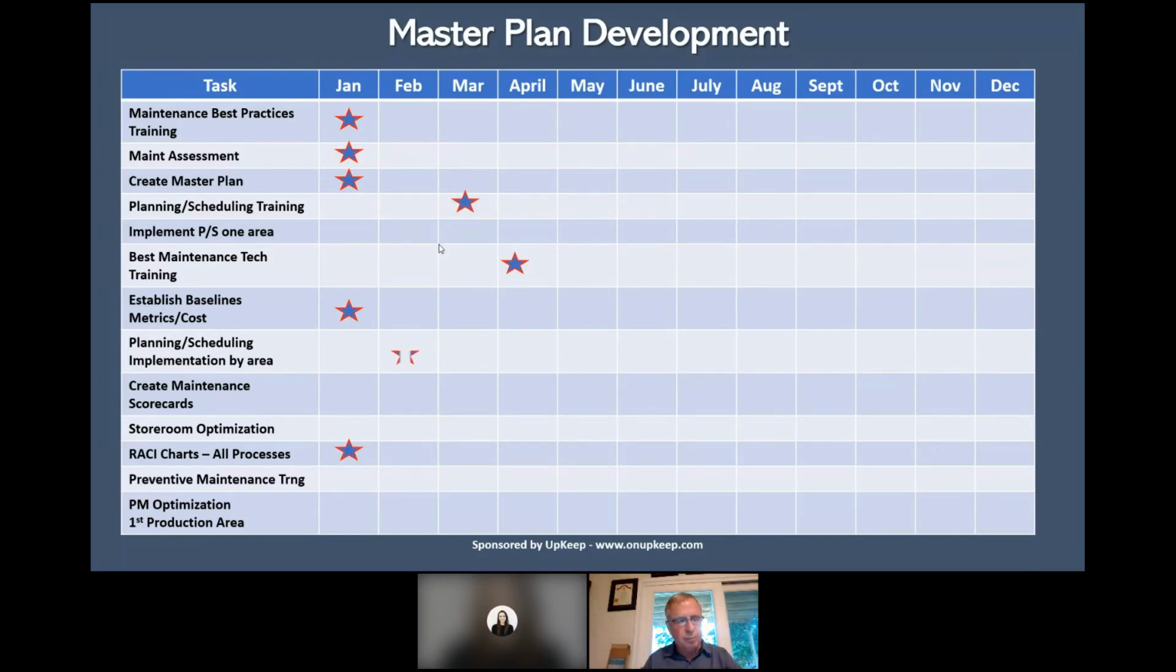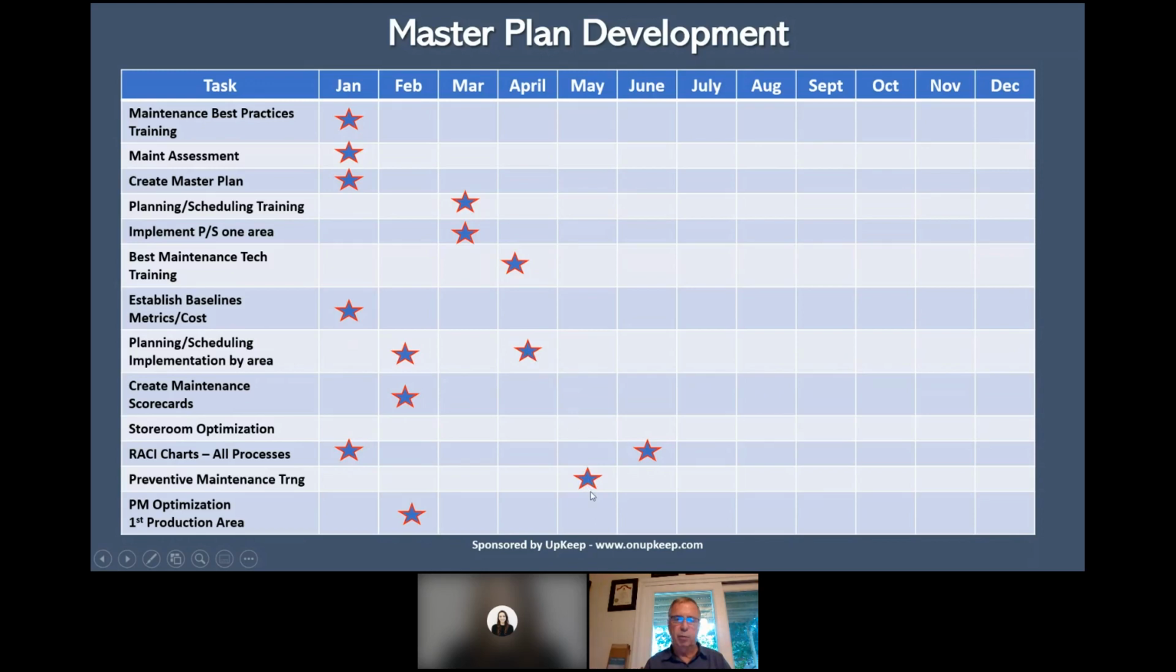So in February, planning and scheduling implementation by area, scorecards, and then PM optimization on the first production area, and then implement planning and scheduling in one area. In June, we're doing RACI charts. We want to make sure we get them all done. So we'll start it in January, but we don't get complete until probably around June. Planning and scheduling implementation: we implemented one area.